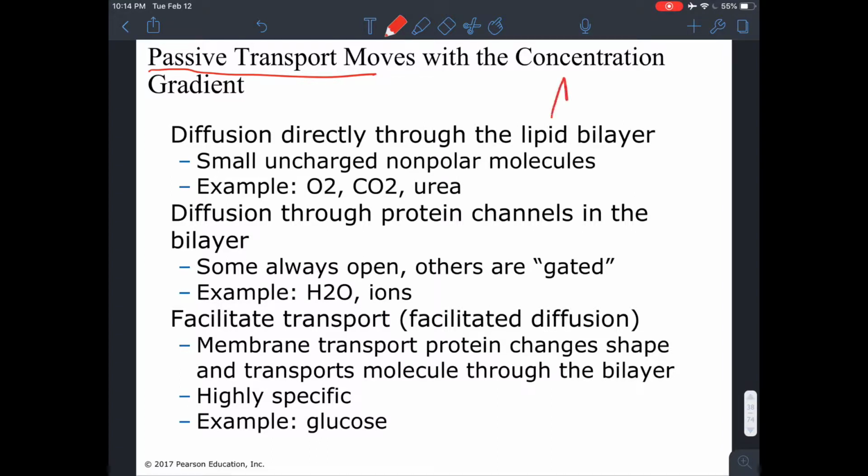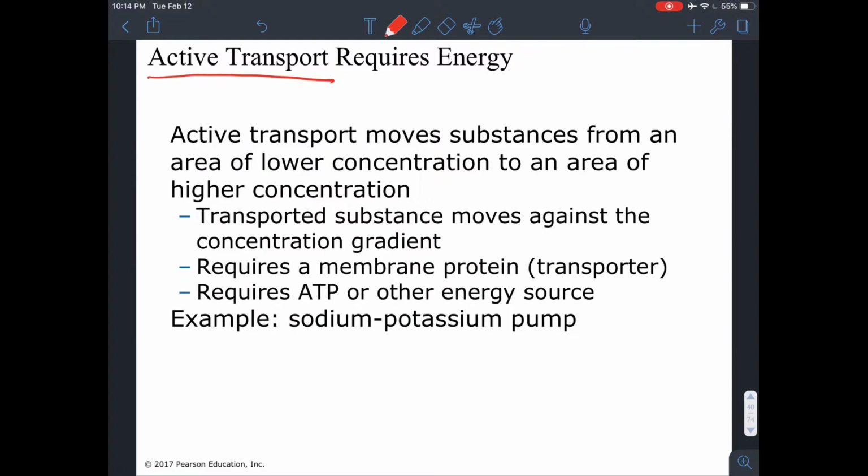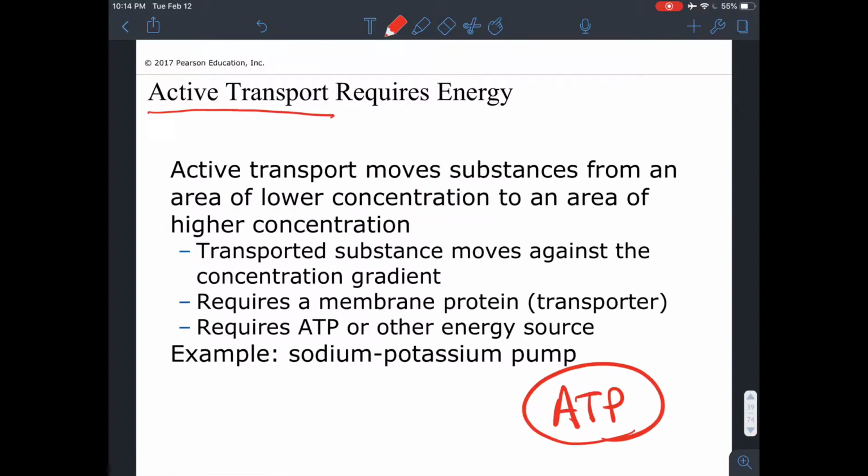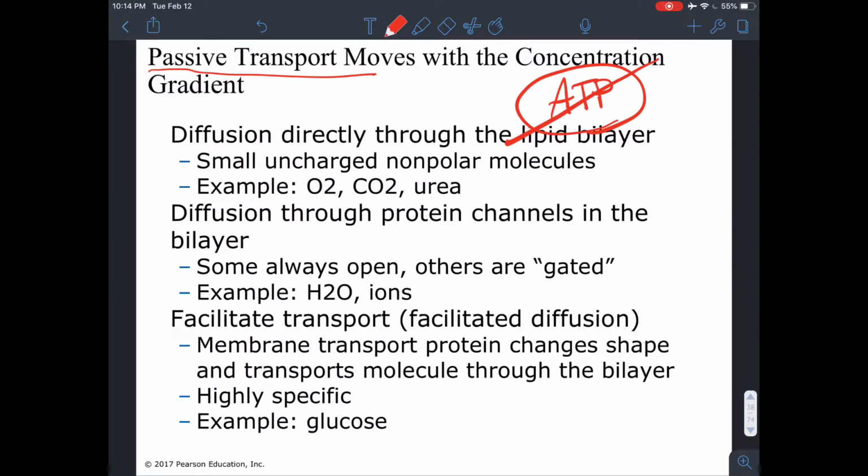require ATP, and I like to use this symbol here. Passive transport does not require ATP, so there's no ATP involved. And then active transport, of course, does require ATP. So here we need ATP to move stuff across the membrane and then get it where it needs to go, and in passive we do not.